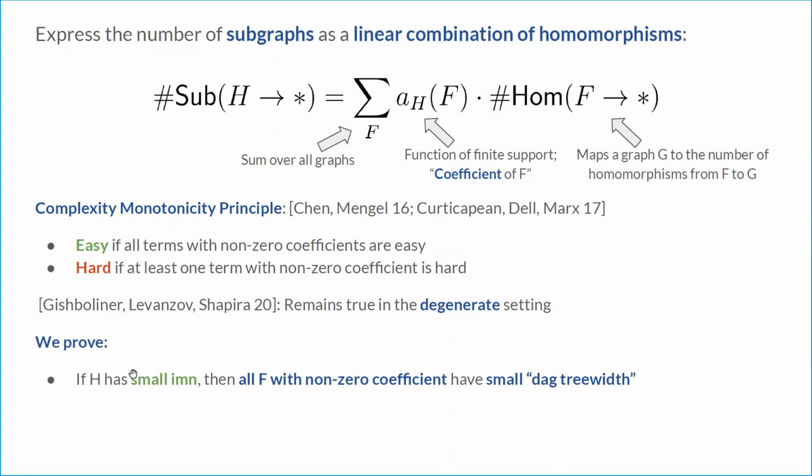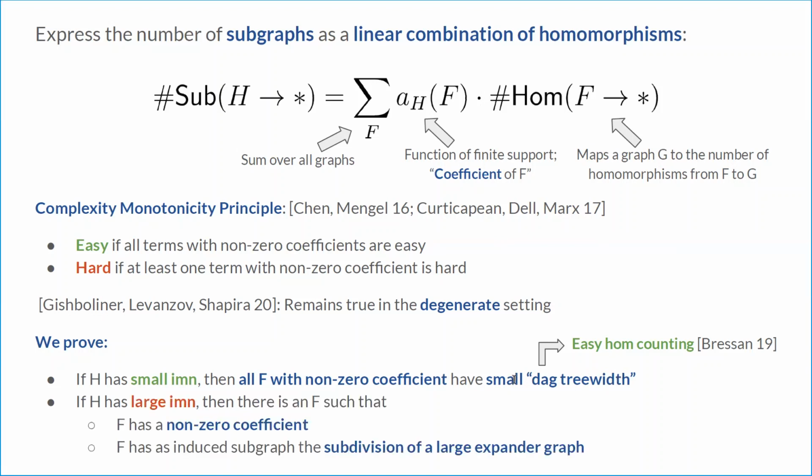We proved that if H has small induced matching number, then all graphs F with a non-zero coefficient will have small Deg tree width, which allowed us to use the algorithm for counting homomorphisms to degenerate graphs. And we proved that if H has a large induced matching number, then we will always find an F with a non-zero coefficient such that F contains as an induced subgraph the subdivision of a large expander graph.